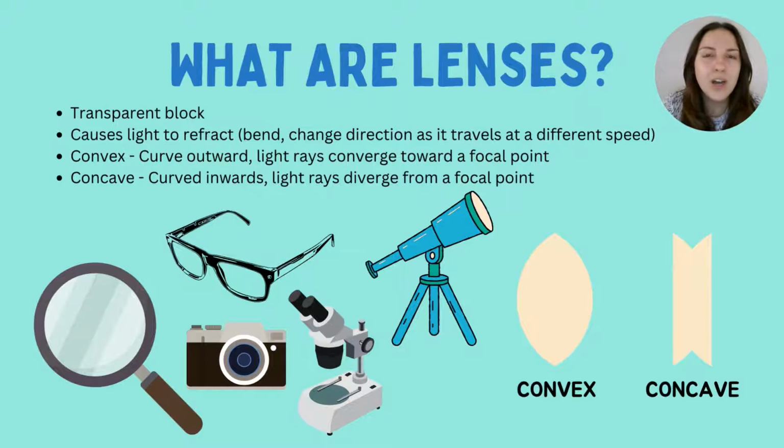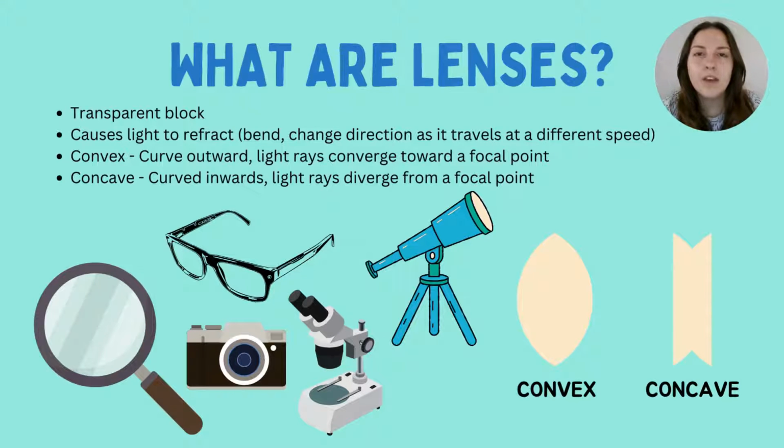So first of all, what actually are lenses? Well, they are a transparent block, which means that you can see through them. And you've probably experienced a lens in your lifetime before. You may even be wearing them now if you wear glasses. And lenses can basically be everywhere. So we see them in microscopes, telescopes, cameras, magnifying glasses, all over in different objects. And their job really is to magnify images or make images smaller or even project images as well. So they're really, really useful.